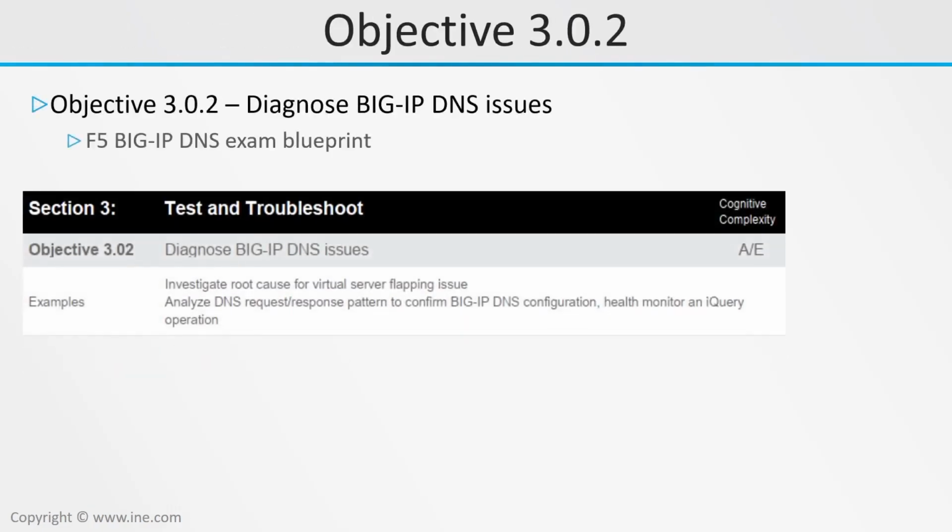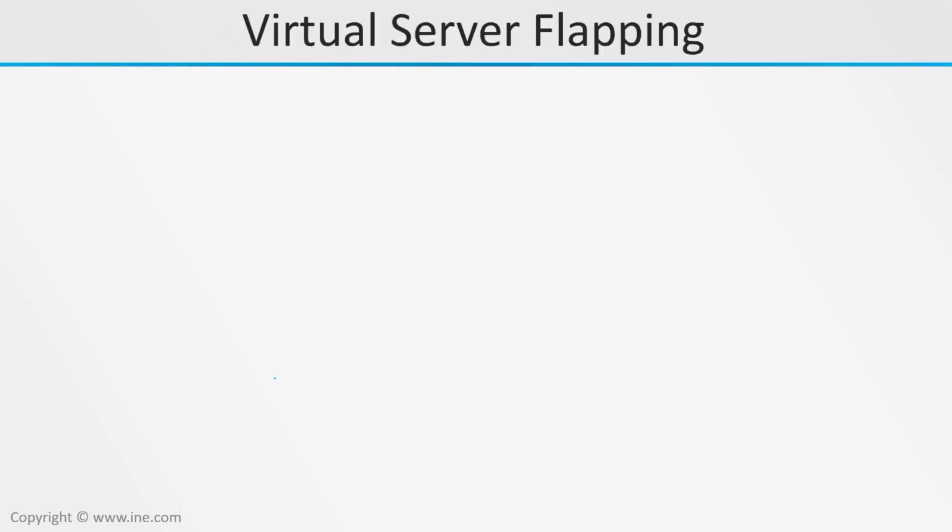So objective 302, diagnose BIG-IP DNS issues. Some examples are investigate root cause for virtual server flapping issue, and analyze DNS request/response pattern to confirm BIG-IP DNS configuration, health monitor, and iQuery operation. Let's take a look at our first BIG-IP DNS issue called virtual server flapping.